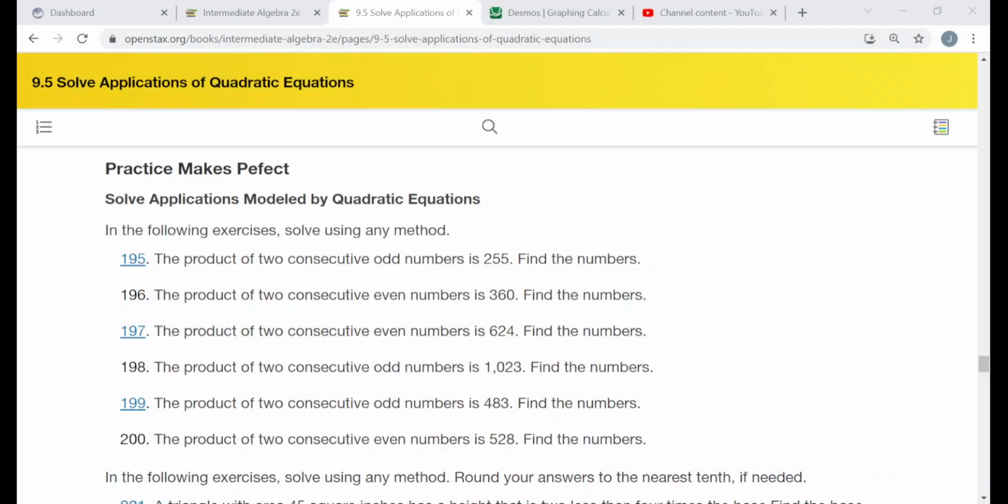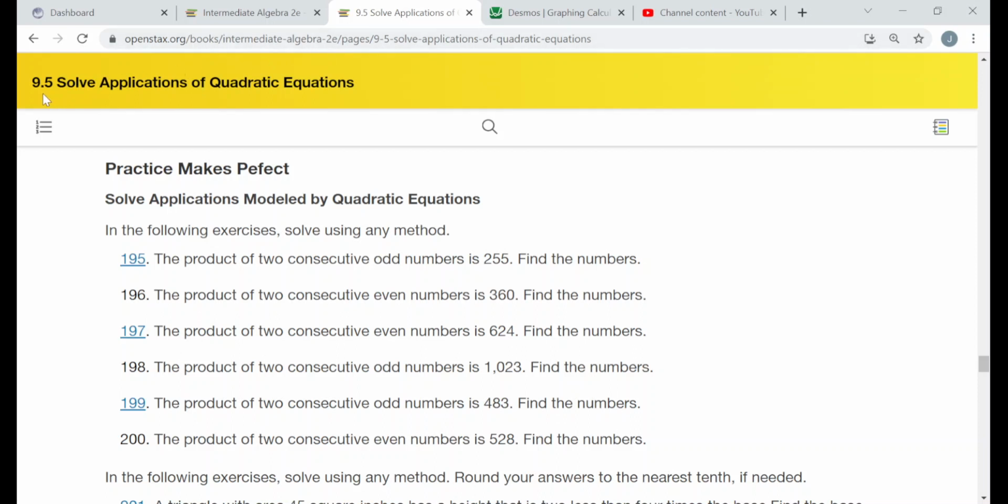Hello everyone. The title of this video is Solve Applications Modeled by Quadratic Equations. Each exercise I'm going to do in this video is taken directly from a free online textbook at openstax.org, and it's their Intermediate Algebra 2nd edition text.